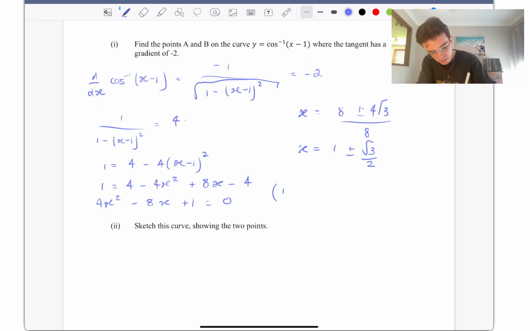So we've got 1 plus root 3 on 2 is our first point with some y point, and then 1 minus root 3 on 2, and then some y point. I'm going to have a go at substituting that in. So 1 plus root 3 on 2, put it in radians, cos inverse of that minus 1, we get pi on 6, and for the other one we get 5 pi on 6. So those are our 2 points there.